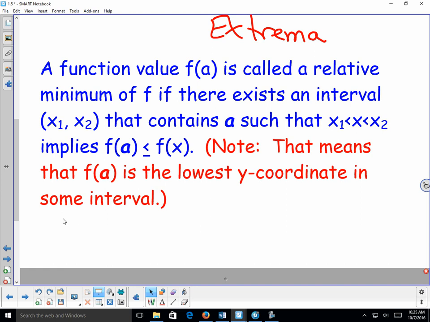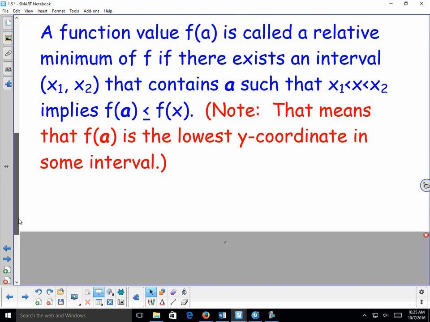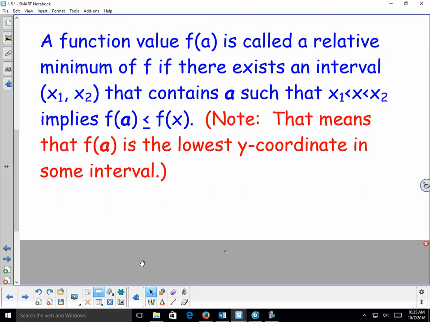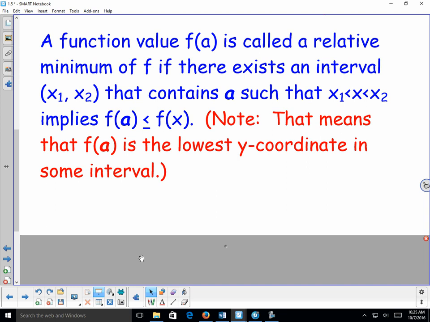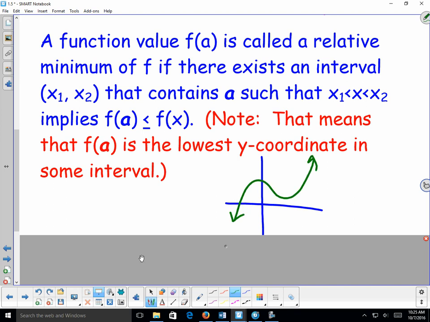And this is just another example of very wordy, very technical definition of a relative minimum, but it's something that's so easy to see if you look at a graph. So let's say we have some function here, and the function, let's say, looks like this. If this is our function, then we can see, let me move this over a little bit, that this point right here is the highest point in some interval.